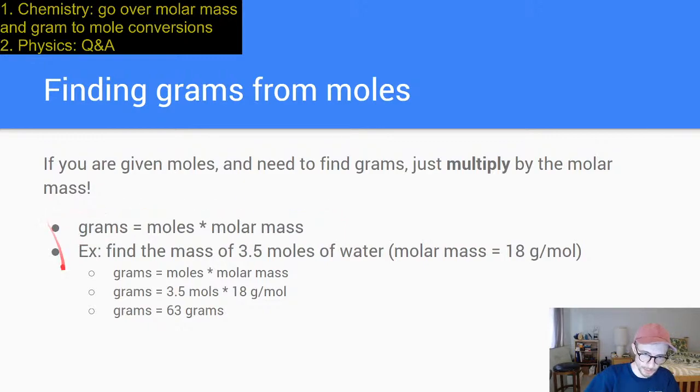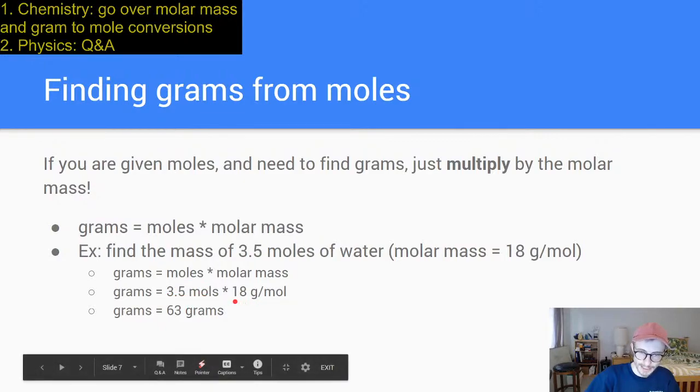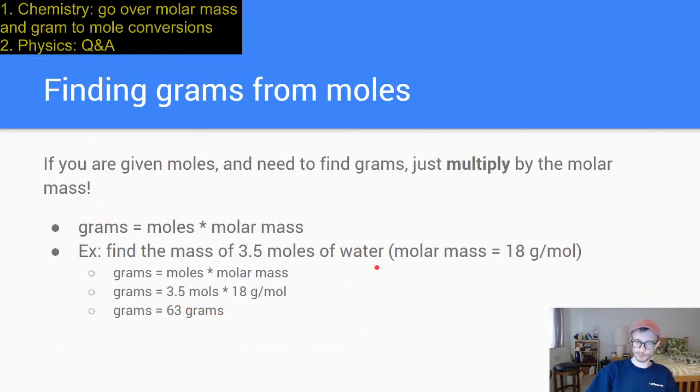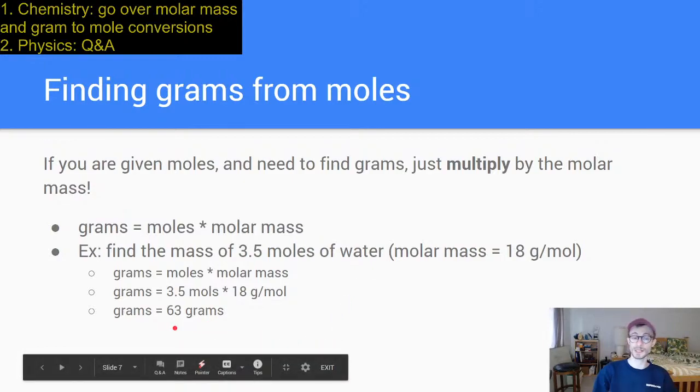Okay, so I'm going to use this equation. Grams equals moles times molar mass. Grams equals, I'm going to substitute. I had 3.5 moles, and then my molar mass was 18 grams per mole. So I'm going to multiply 3.5 times 18. Those moles are going to cancel out, and I'm going to get 63 grams. So basically what this is saying is that 3.5 moles of water is the same thing as 63 grams.